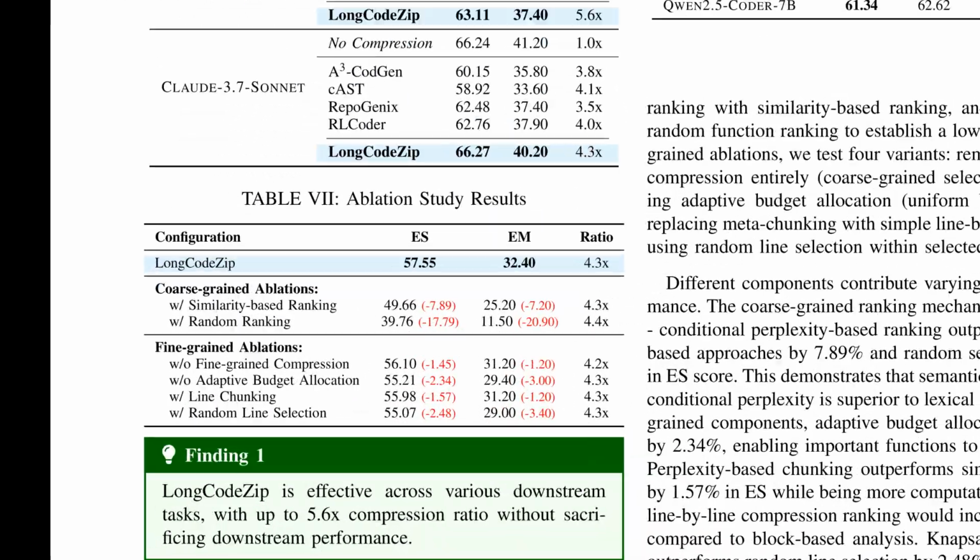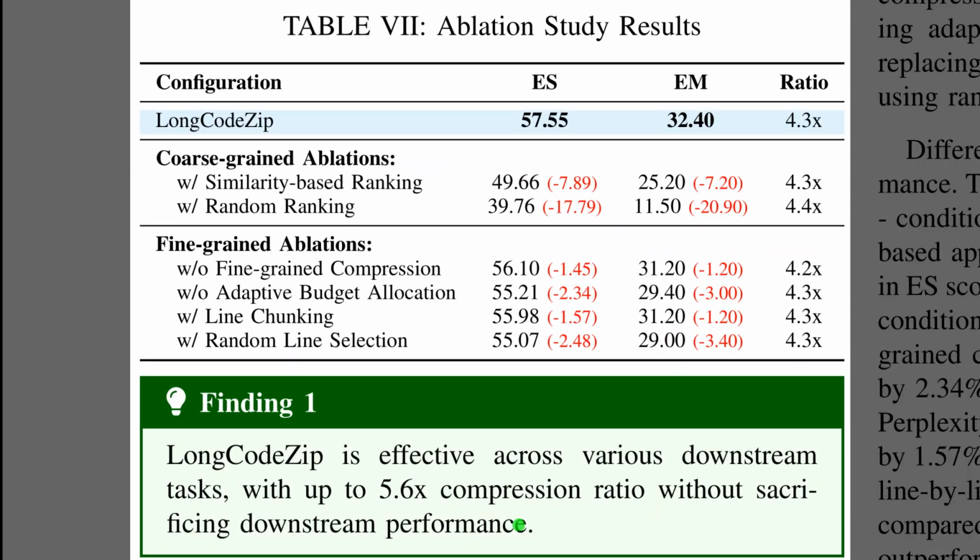So, Table 7 reports an ablation study that shows which components drive gains. An ablation study means the authors remove or swap parts of the method to measure impact. Coarse ranking with conditional perplexity is pivotal, since replacing it with similarity drops edit similarity by about 7.9. Random ranking hurts far more, cutting edit similarity by about 17.8.